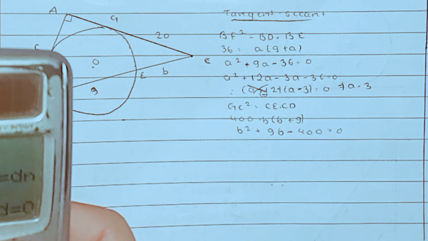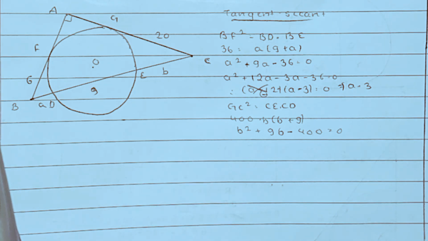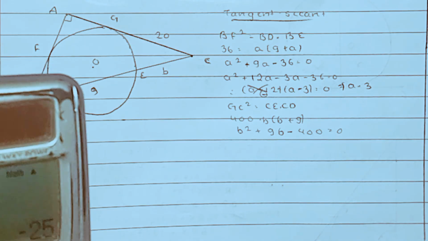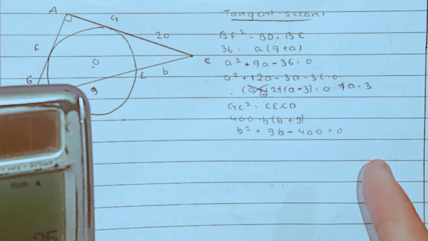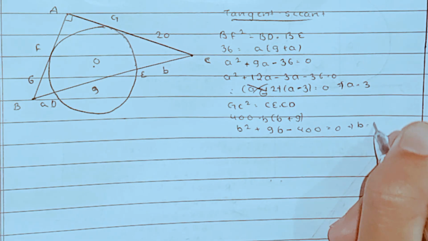So we have the quadratic equation x square plus bx plus c. So we have three coefficients: B square is 1, plus 9, and finally minus 400. So we have two values, 16 and negative 25. And as I previously mentioned, we must only take the positive value. So the value of B is found to be 16.